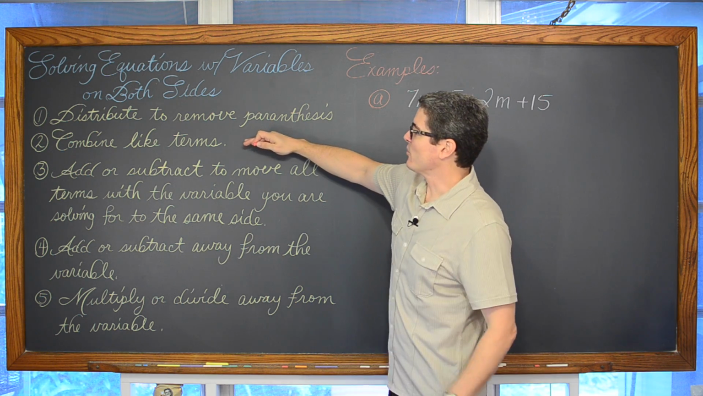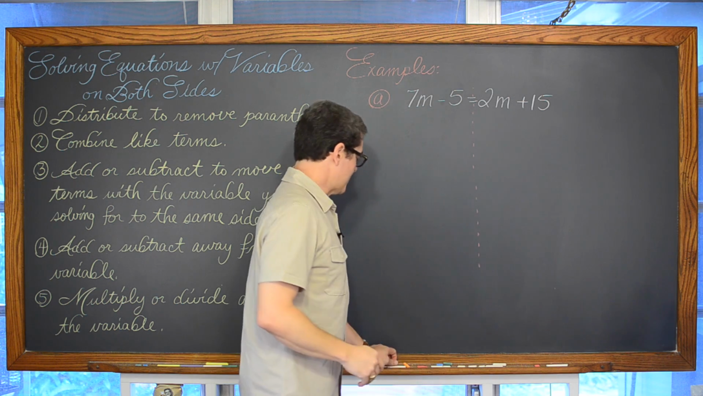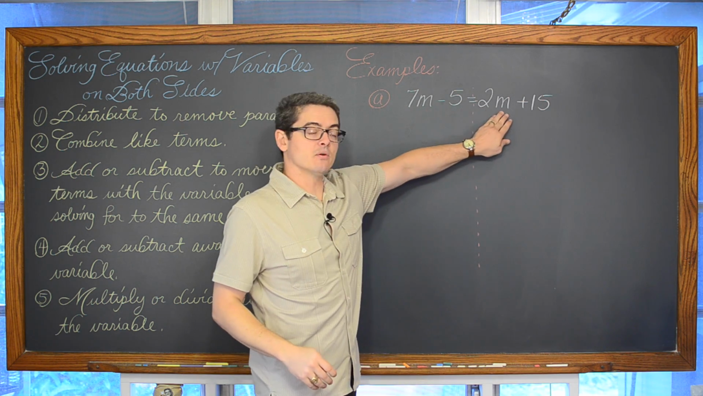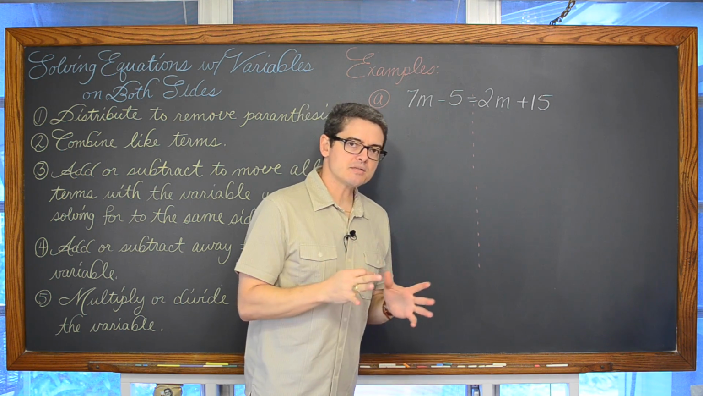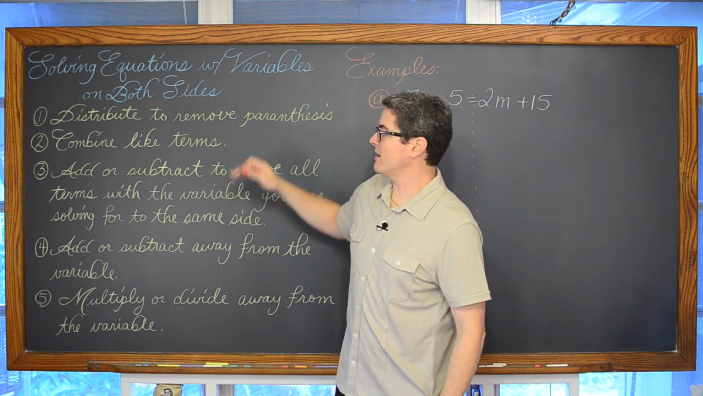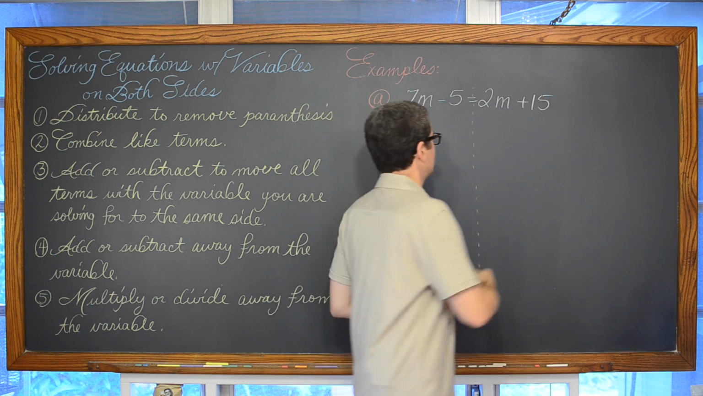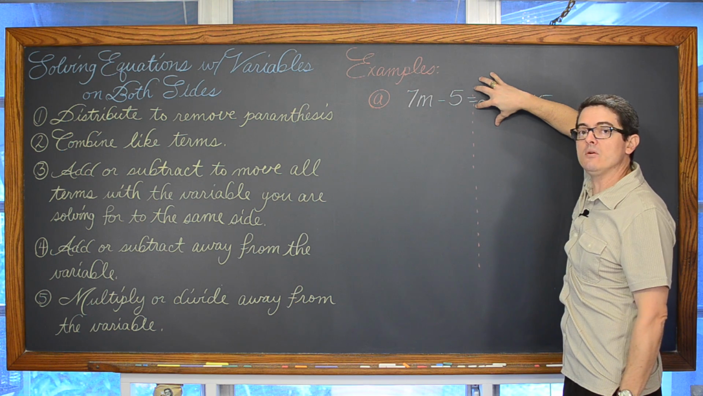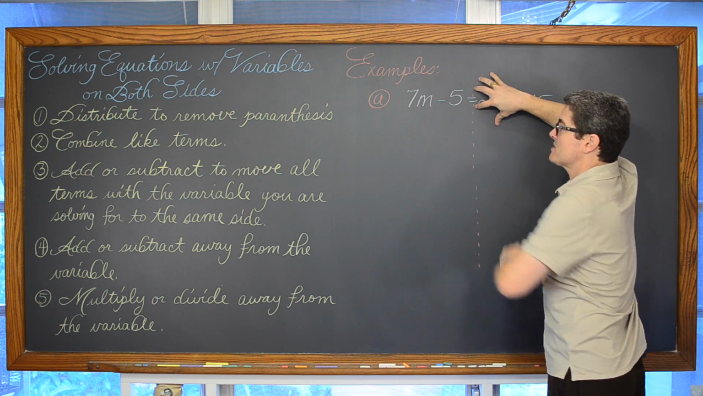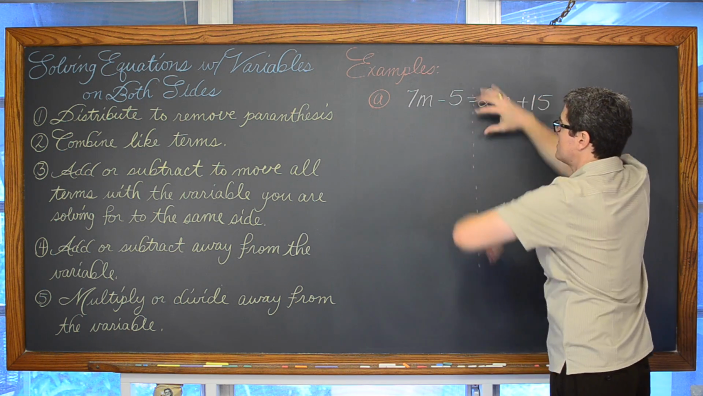Excuse me. We're going to combine like terms. Now, when I look at this equation, yes, there is a 7m and there is a 2m. These are like terms, but they're not on the same side. This example here, combining like terms, I'm talking about, let's go left to right. Look at the left-hand side of the equation, to the left of the equal sign. This has an m and this does not. That's a constant. So there are no like terms on the left side of this equation.